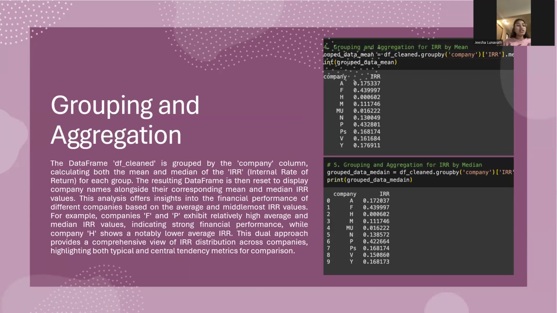Grouping and aggregation. The data frame is grouped by company, calculating the mean and median IRR for each group. The analysis reveals financial performance variations with companies like F and P showing high IRRs, while H shows a notably lower average IRR, offering a dual perspective on IRR distribution.